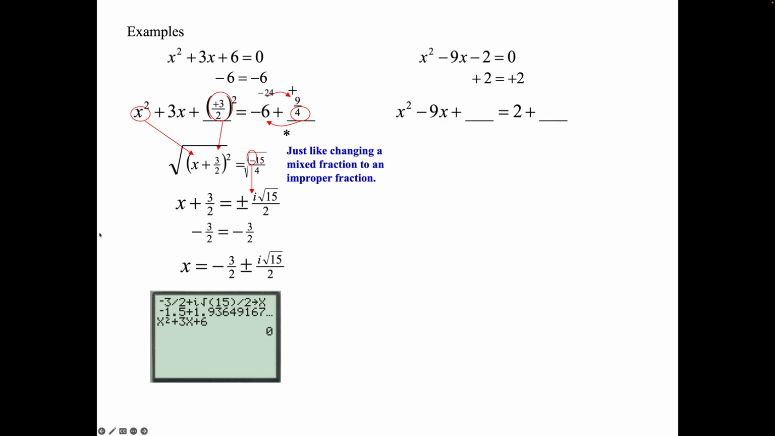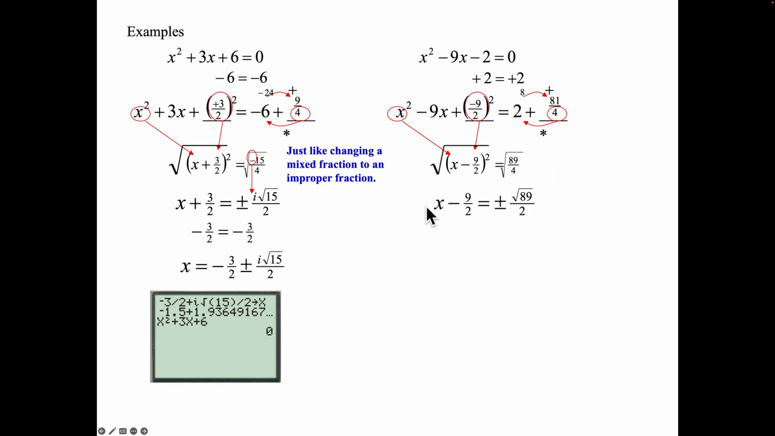Add it over. Put in your blanks. Here we go again with this odd number. Half of a negative 9 is negative 9 over 2 squared. Okay, that's going to be a positive 81 over 4. My binomial squared, x minus 9 halves squared. Fix my mixed fraction here. 4 times 2 is 8, plus 81 is 89.